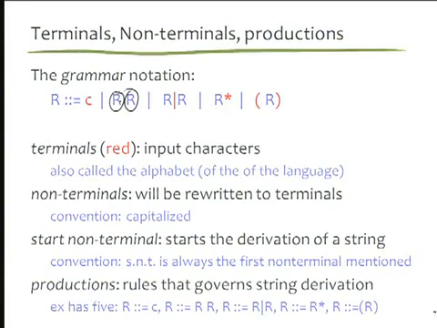So terminals are the characters. Non-terminals are things that are recursively defined. There is a start non-terminal, which is the one mentioned here on the left. It's the one from where we start deriving the strings. And productions are five in this grammar: 1, 2, 3, 4, and 5. We list them more compactly this way.